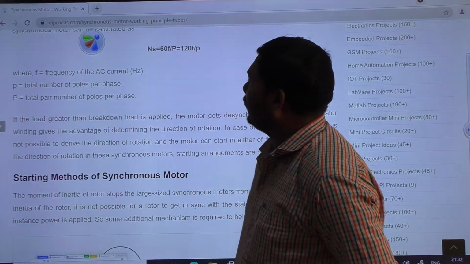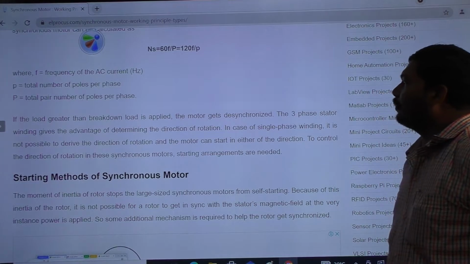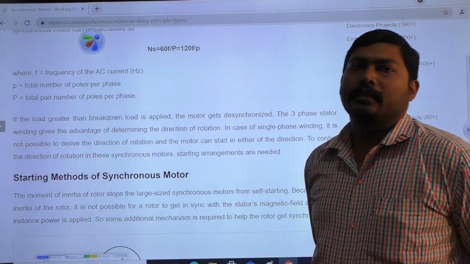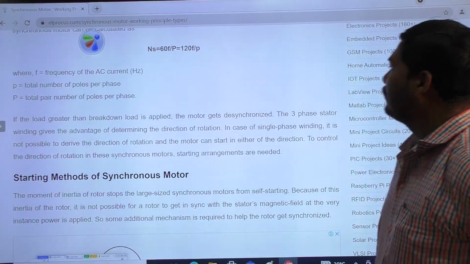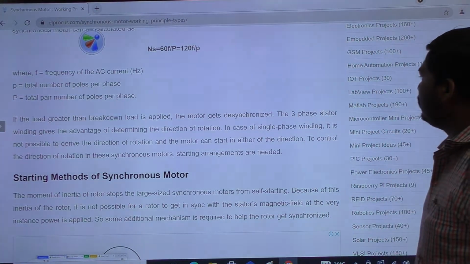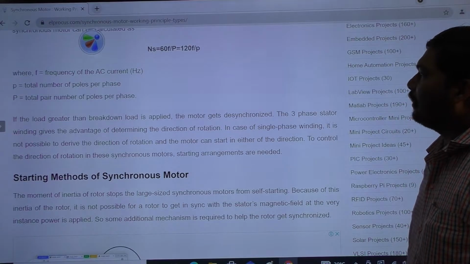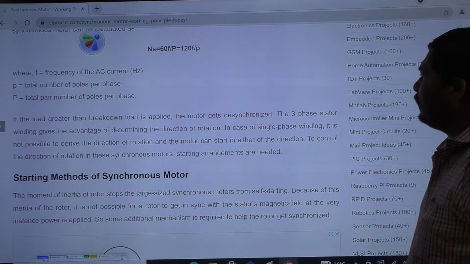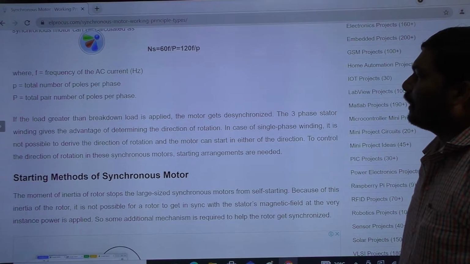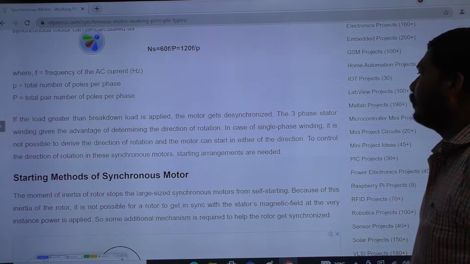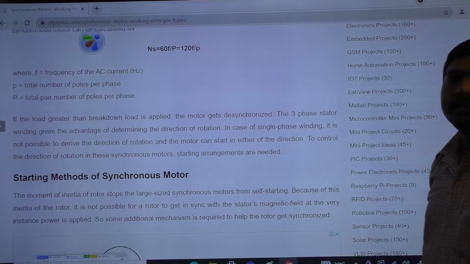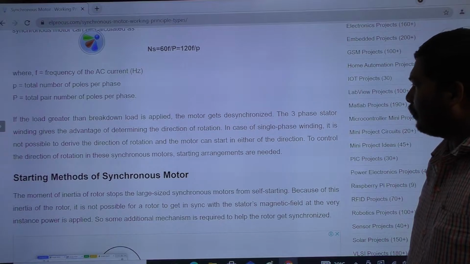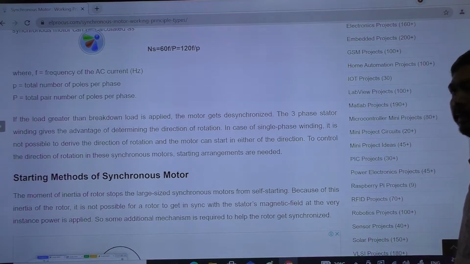If a load greater than the breakdown load is applied, the motor gets desynchronized. What do we mean by desynchronized? When the speed is reduced from synchronous speed, it is called desynchronized. The 3-phase stator winding gives the advantage of determining the direction of rotation. In case of single phase winding, it is not possible to determine the direction of rotation and the motor can start in either direction. To control the direction of rotation in the synchronous motor, starting arrangements are needed.